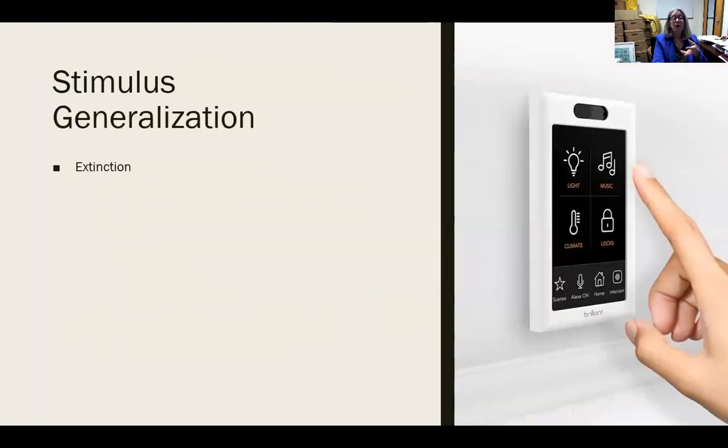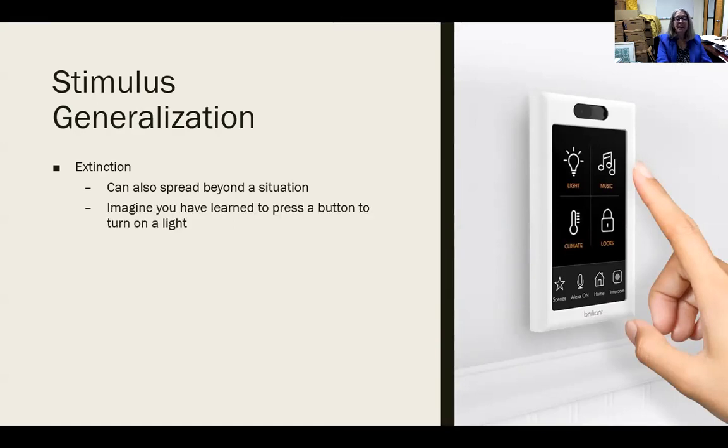This can also happen with extinction. So remember, with extinction, when you stop getting reinforced, or if the association stops for long enough between whatever the two things are that you're learning, then eventually the behavior goes back to its normal level. Well, extinction can generalize. So let's think of an operant conditioning example. Let's say that you've learned to press a button to turn on a light. So you're in a room, you press a button, the light turns on. Well, that's your positive reinforcement. So you learn in this room, when I press this button, the light goes on. So you learn it very quickly.